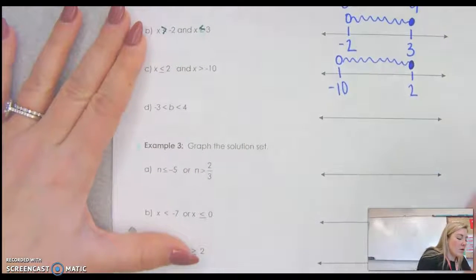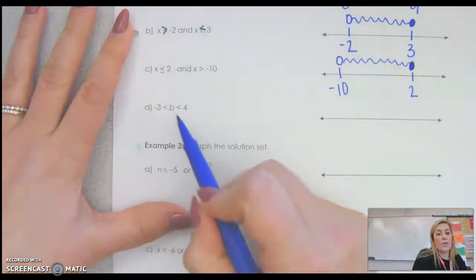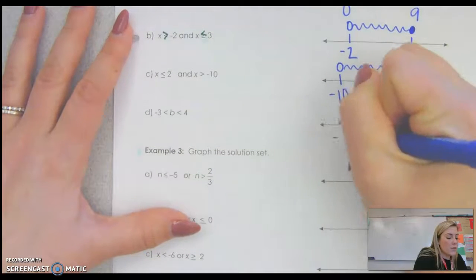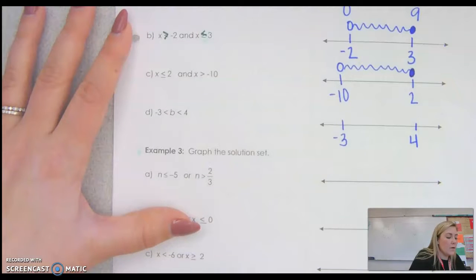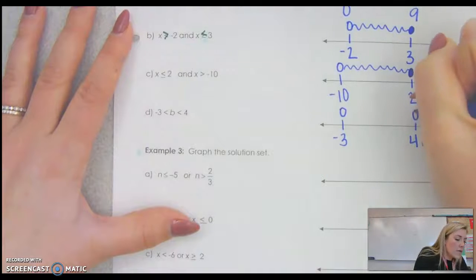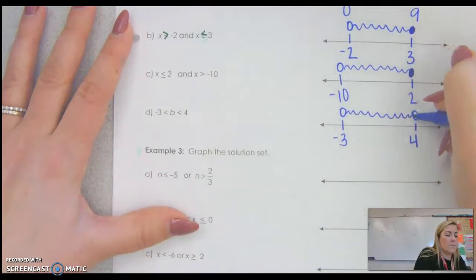Last one. This one doesn't have the word and, but if there's no word there at all, that means that it's an and problem. So I'm going to write -3 and 4. -3 is less than, 4 is less than, so they're both open, and you shade in the middle.